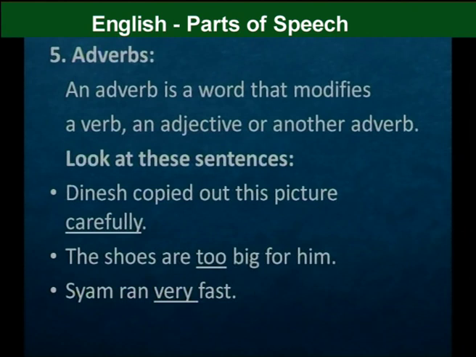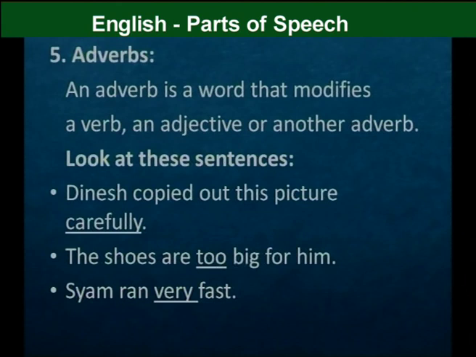An adverb is a word that adds some more meaning not only to a verb, but also to an adjective and to an adverb, another adverb. For instance, look at these sentences.